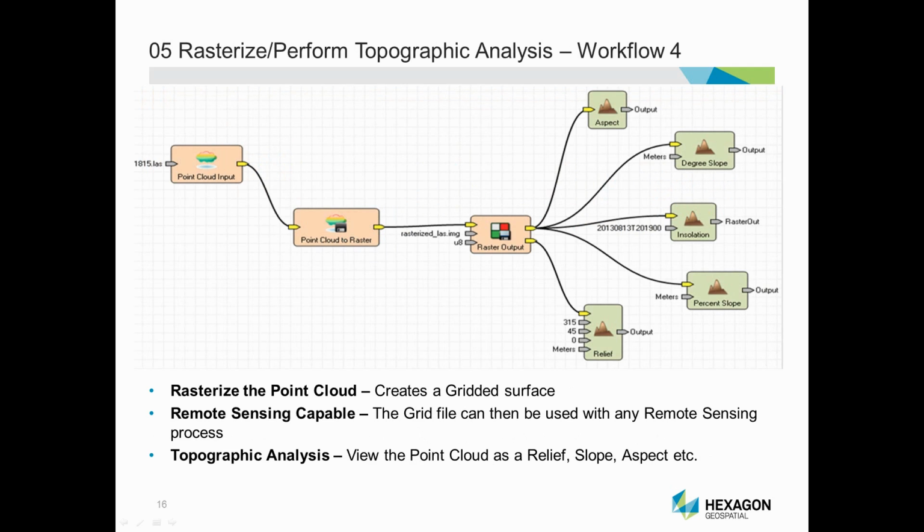And then finally, workflow number 4, where we can rasterize the point cloud in order for topographic analysis to be done, such as slope, aspect, insolation, percent slope, and relief. Those are some examples of why you'd want to rasterize that point cloud, or even if you need to do some kind of volumetrics. Volume on raster is a lot more accepted practice than on points, but you have options to do both. It's remote sensing capable, so the grid file can then be used in any remote sensing process, and again, being able to do that topographic analysis.